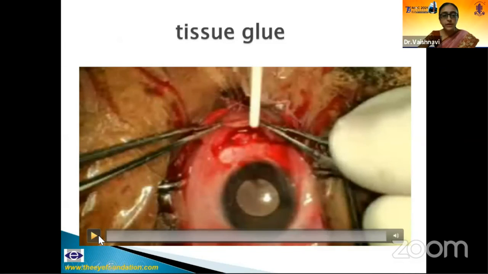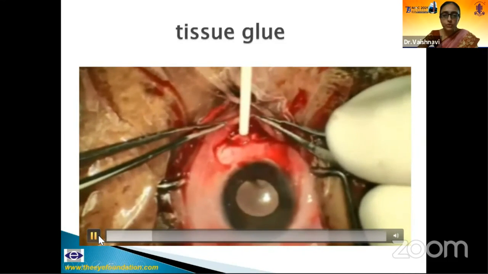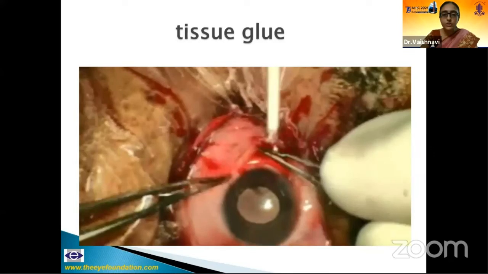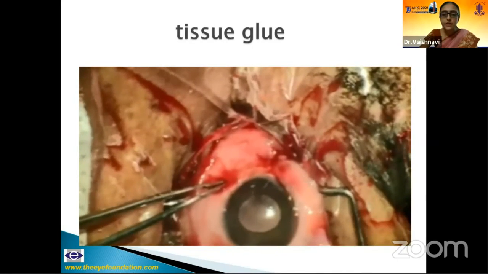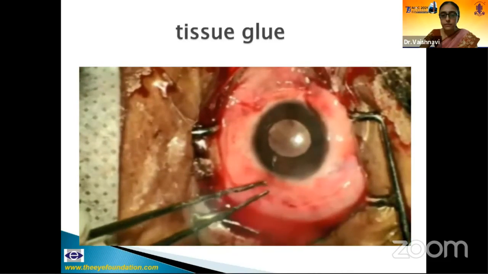The conjunctiva can be closed with either tissue glue or with 8-0 Vicryl suture according to the surgeon's convenience.